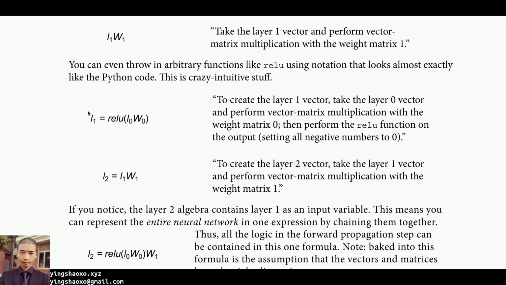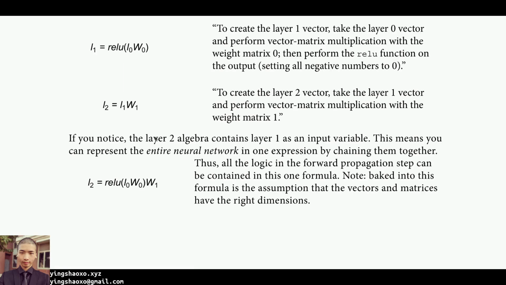The L1 means the layer 1 equal to ReLU, so what kind of input would we give to the ReLU function? It is the layer 0 times the weight 0. To create the layer 1 vector, take the layer 0 vector and perform vector matrix multiplication with the weight matrix 0. Then perform the ReLU function on the input, I guess, not the output, setting all negative numbers to 0.